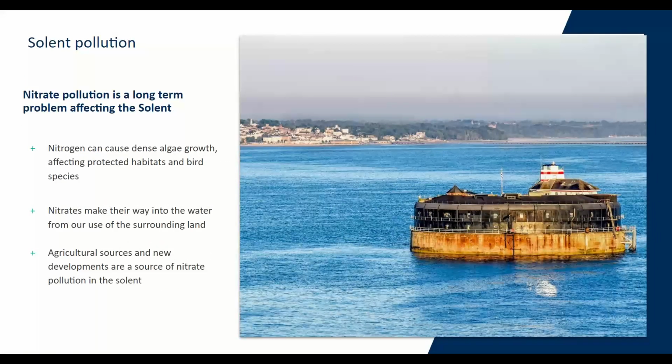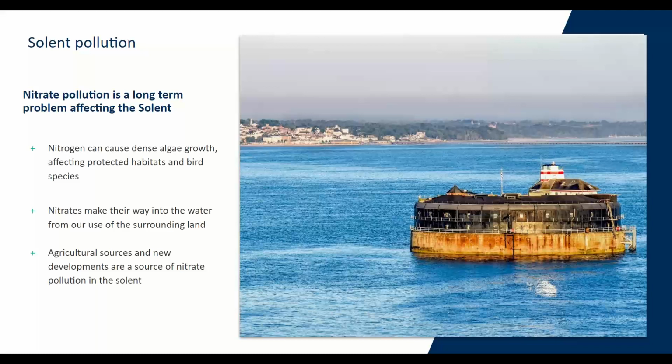Another kind of interesting pollution issue. So we're looking now at the Solent. The Solent water environment is one of the most important for wildlife in this country. It's got various protected designated habitat sites, including special protection areas, Ramsar, and Solent Maritime Special Area of Conservation. Now, nitrates make their way into the water from our use of the surrounding land and primarily agricultural land.